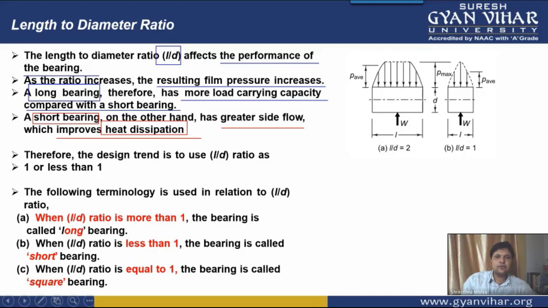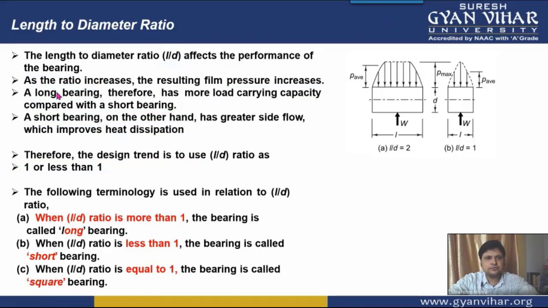Therefore it is very important to estimate what should be the value of L by D for the requirement which we are having. So the L by D ratio is important. Therefore the design trend is to use an L by D ratio of either 1 or less than 1. Now, what is a long bearing and what is a short bearing? This also you should know.